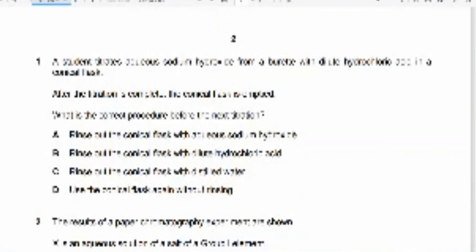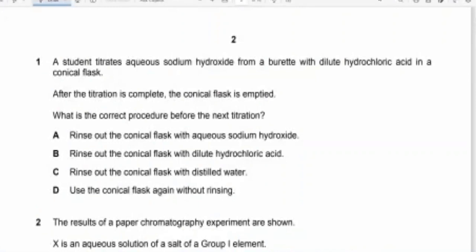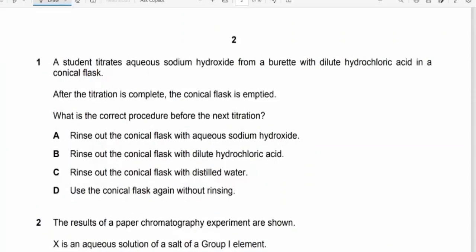What we have to do before the next titration? Rinse out the conical flask with the aqueous sodium hydroxide. If we rinse it with the sodium hydroxide, it will be basic. Rinse out the conical flask with the dilute hydrochloric acid. If we rinse it, then it will become acidic, so we will not get the accurate reading at the end.